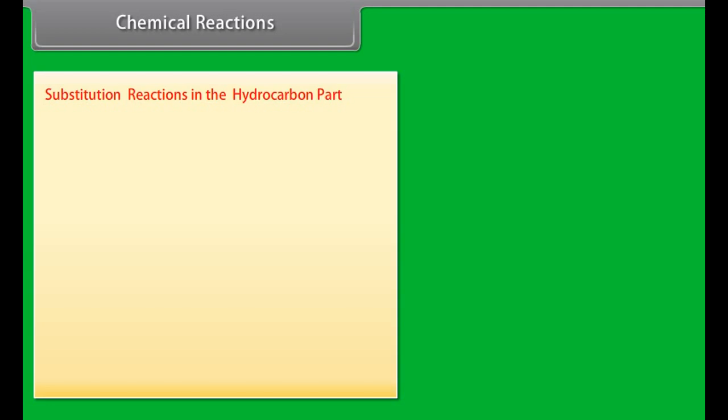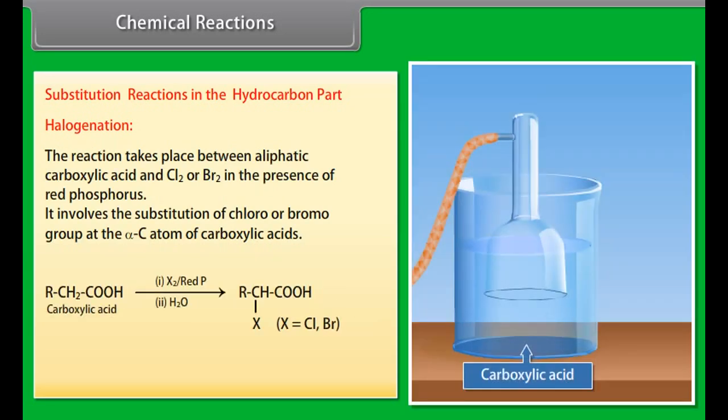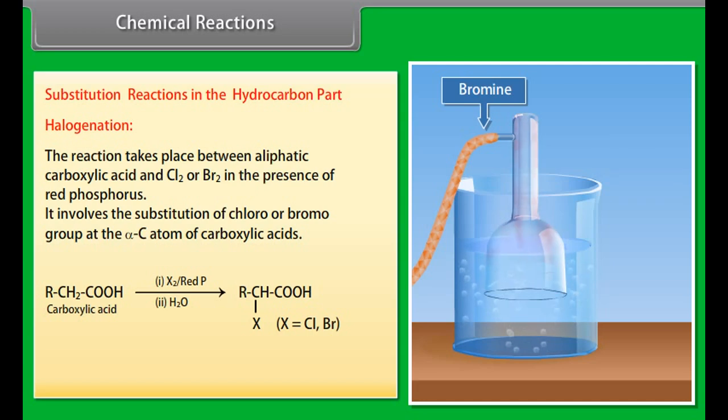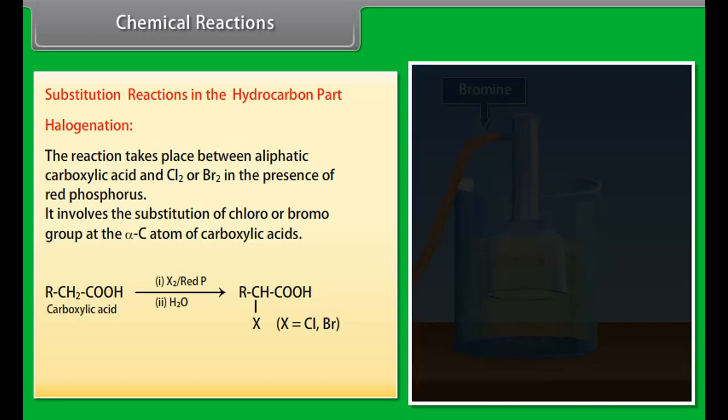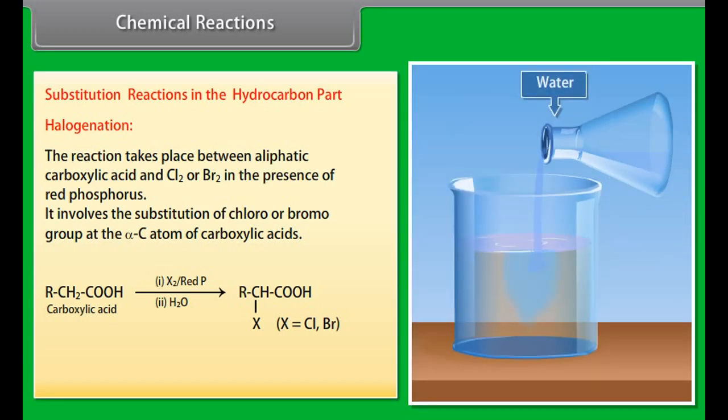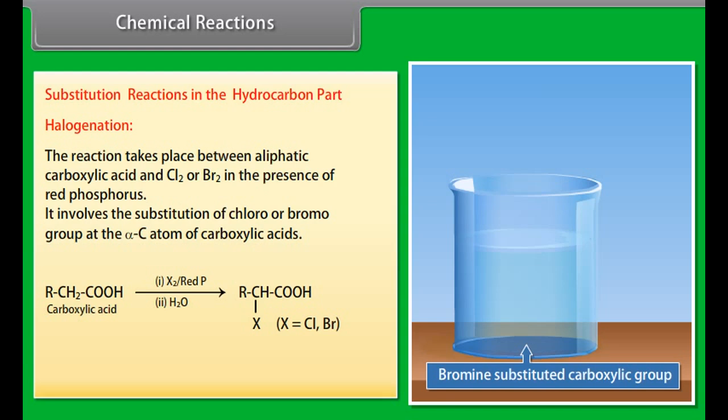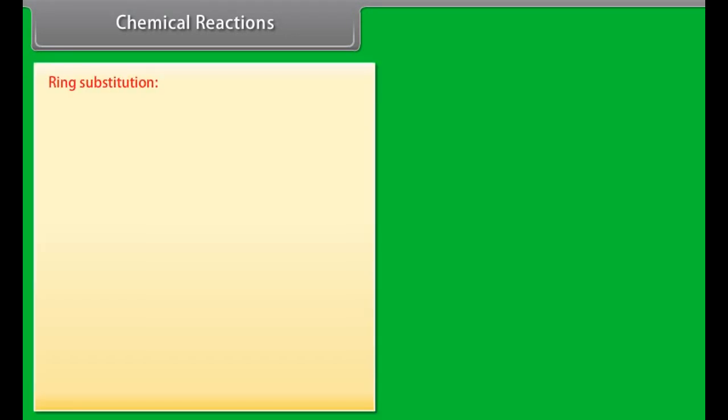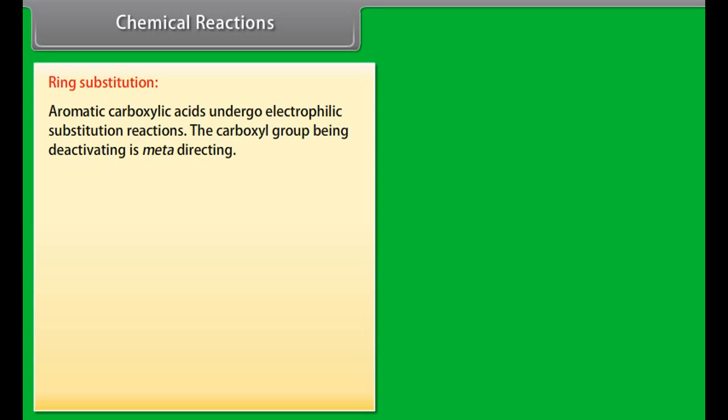Chemical reactions. Substitution reactions in the hydrocarbon part. Halogenation. The reaction takes place between an aliphatic carboxylic acid and chlorine or bromine in the presence of red phosphorus. It involves the substitution of a chloro or bromo group at the alpha carbon atom of carboxylic acids. The reaction is known as the Hell-Volhard-Zelinsky reaction. Ring substitution. Aromatic carboxylic acids undergo electrophilic substitution reactions.